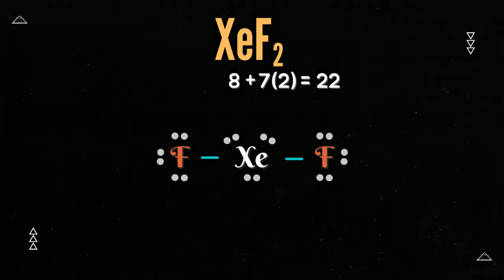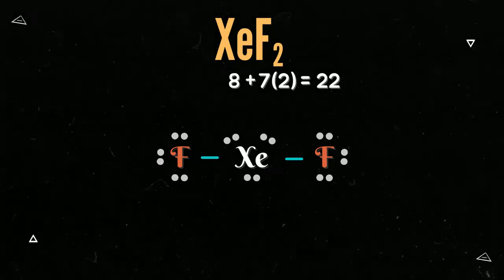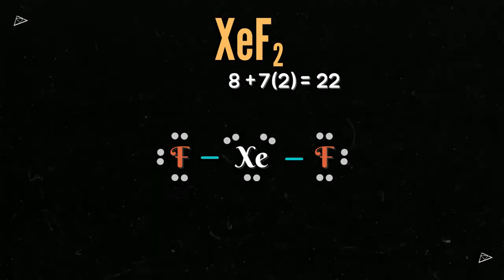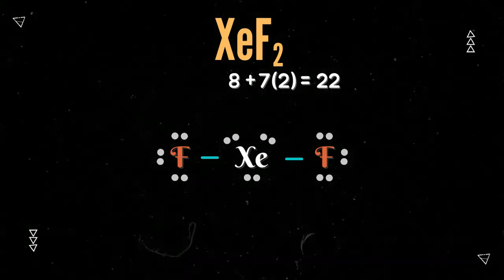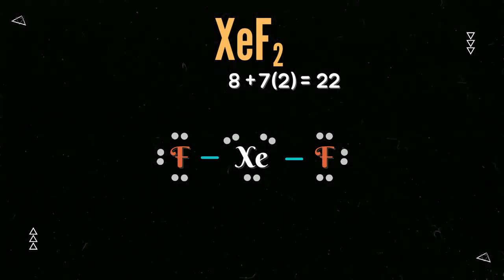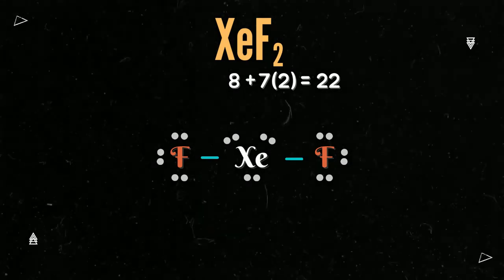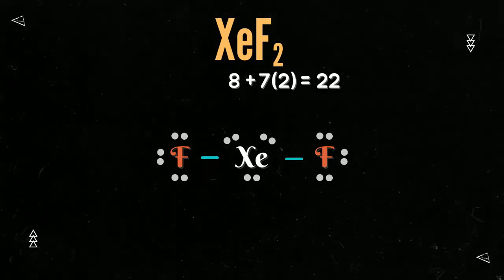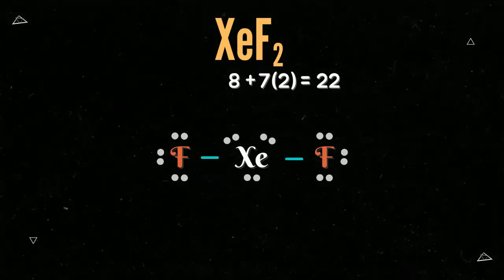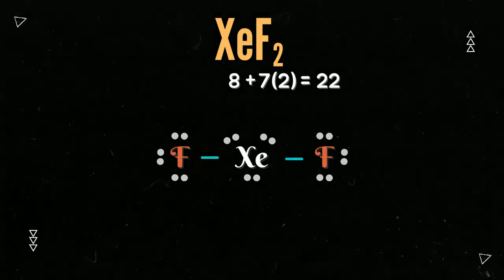What's interesting here is our fluorine, they have an octet of valence electrons. But what's going on with xenon? Xenon has 10 valence electrons. So, this is one of the examples of exception to the octet rule, where we go beyond 8 valence electrons, which is possible for elements in the 3rd or higher period.